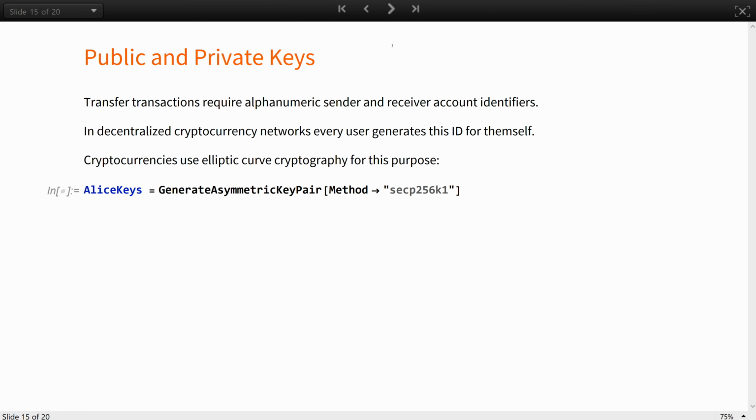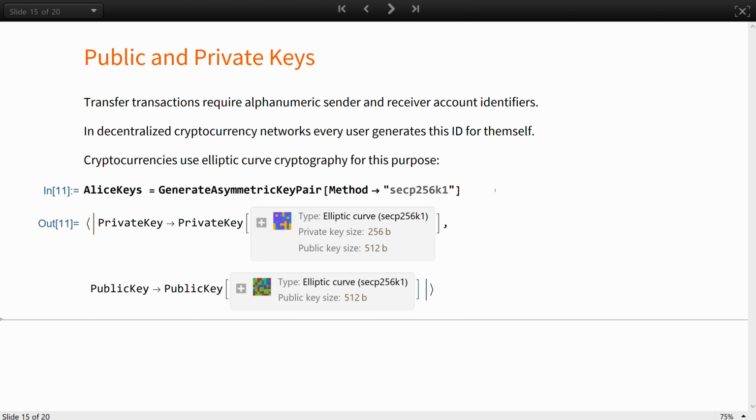Transfer transactions of Bitcoins and other crypto coins require alphanumeric sender and receiver account identifiers, similar to the international bank account number in centralized banking systems. However, in decentralized cryptocurrency networks, these identifiers are not predefined or assigned by an authority, but every user generates them for themselves. To be able to send and receive funds, Alice first needs to generate a private and public key pair. Cryptocurrencies use elliptic curve cryptography for this purpose.